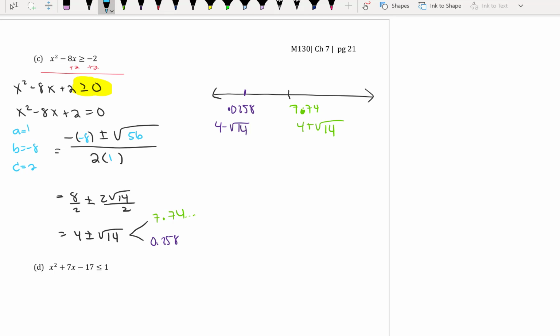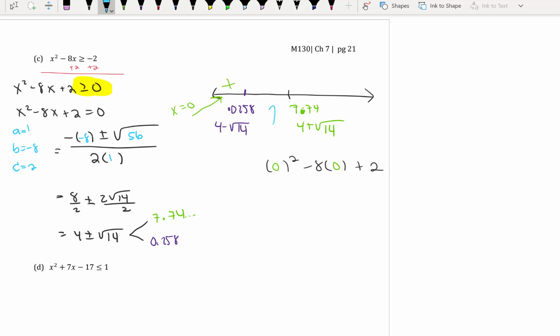So how about here we let x equal to 0. So I have the general equation x squared minus 8x plus 2. So that x value of 0, when I plug that in, gives me a positive 2. So I have a positive here.